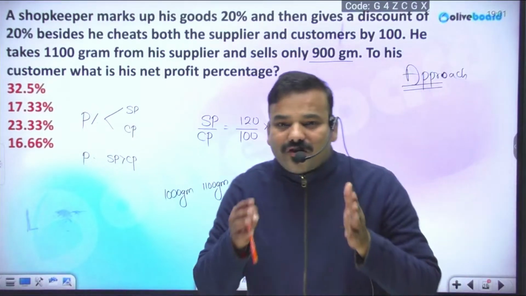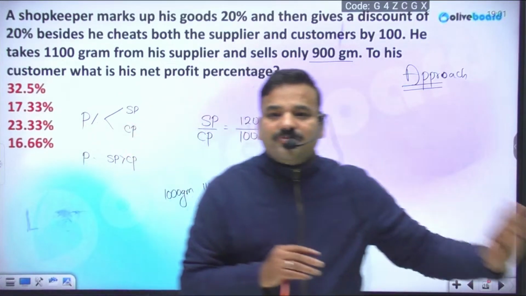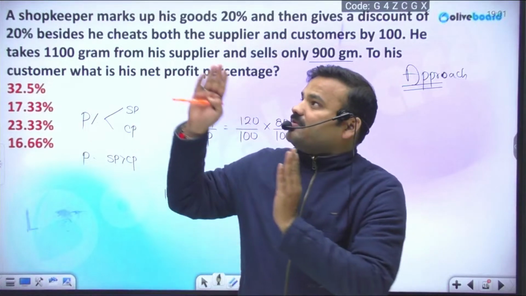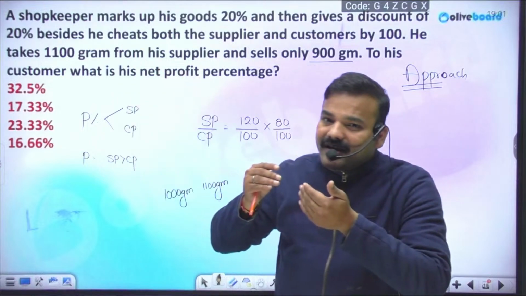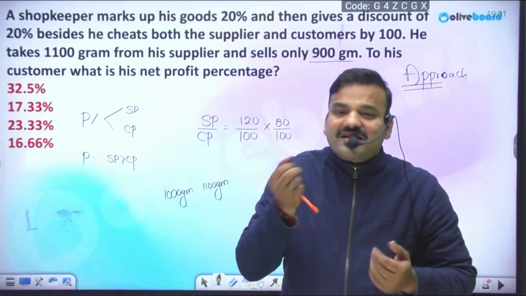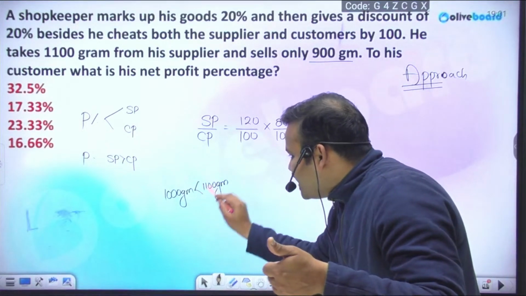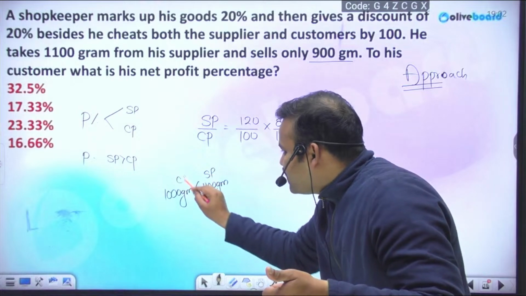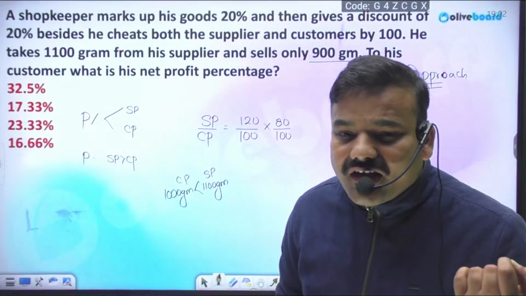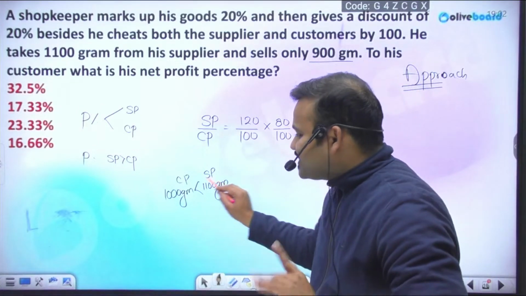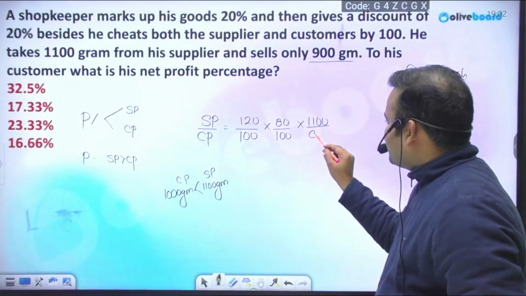Say suppose I am a dishonest shopkeeper. I am cheating both the supplier as well as the customer. Leave the customer part. First, I am defrauding the supplier. I asked for 1000 gram and I am bringing 1100 gram. I am cheating 100 gram. So by doing so, I am making a profit, and in case of profit, your selling price will be greater as compared to the cost price. The moment you are defrauding on weight, you are making a net profit, and the selling price will exceed the cost price. So this 1100 is nothing but the selling price, and this is the cost price.